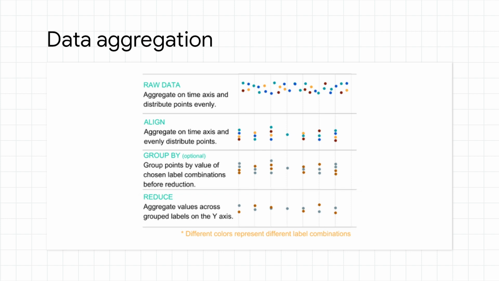For example, you may align your latency metric value to hourly buckets using the maximum value, and then reduce by regional labels. That would give you the maximum latency per region for each hour. Just like the types of metrics, you'll want to make sure that you're aggregating data in the way that makes the most sense for what you're trying to measure.